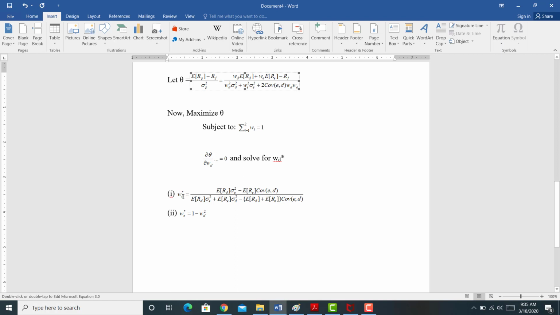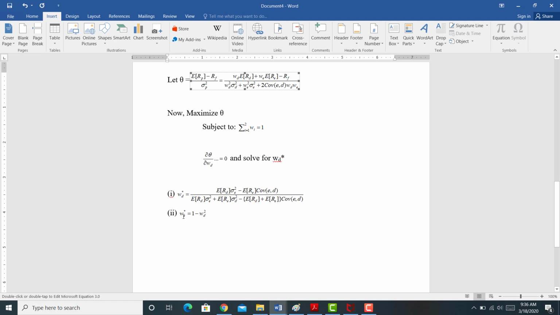You get the optimal weight of the less risky asset to equal this nasty formula here. This is the expected return of the less risky asset times the variance of the riskier asset minus the expected return of the riskier asset times the covariance between the two assets. And you're going to divide that by this formula on the bottom here. This is the expected return of the less risky asset times the variance of the riskier asset plus the expected return of the riskier asset times the variance of the less risky asset minus the sum of the expected returns of the two assets in the portfolio times the covariance of the two assets.